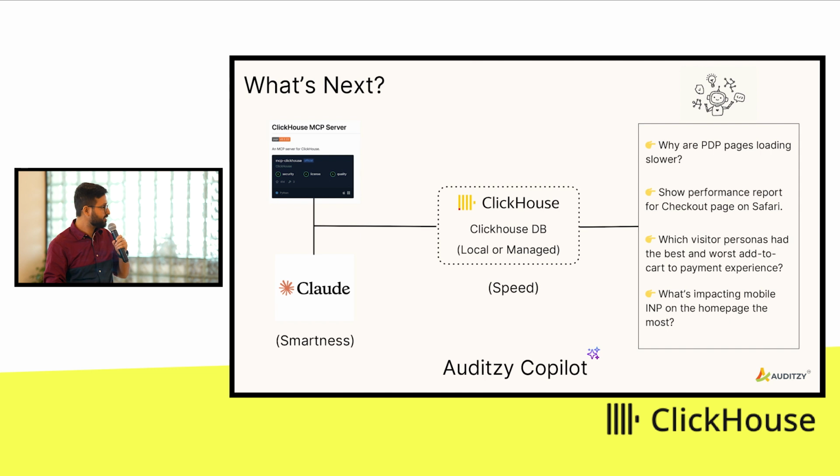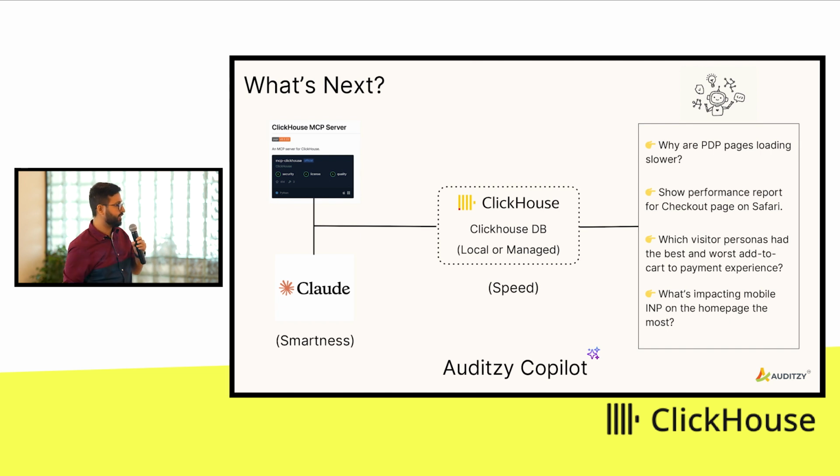Now, what's next for us? I think the image is blurred there. So once we got the boost and the base that we needed, thanks to ClickHouse, we started thinking about how we can make this performance data more understandable and easier for our users. That's where the Auditzy Copilot comes in, where we are building a system where users can ask in natural language, in a ChatGPT-type interface, and get reports dynamically, generating reports as per their own needs. They don't have to rely on predefined analytics.